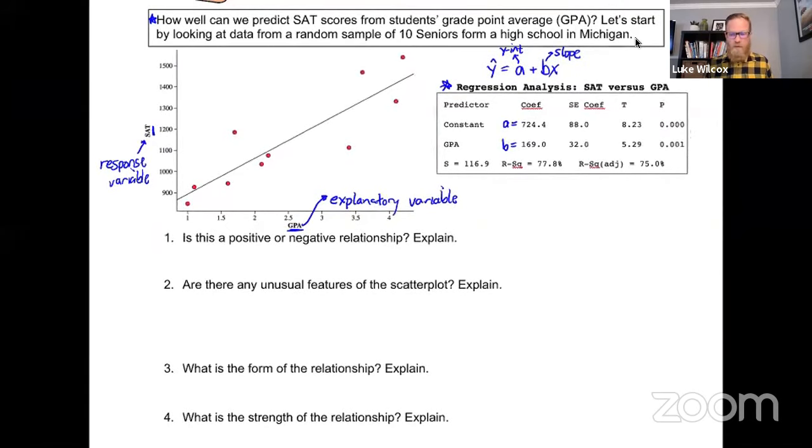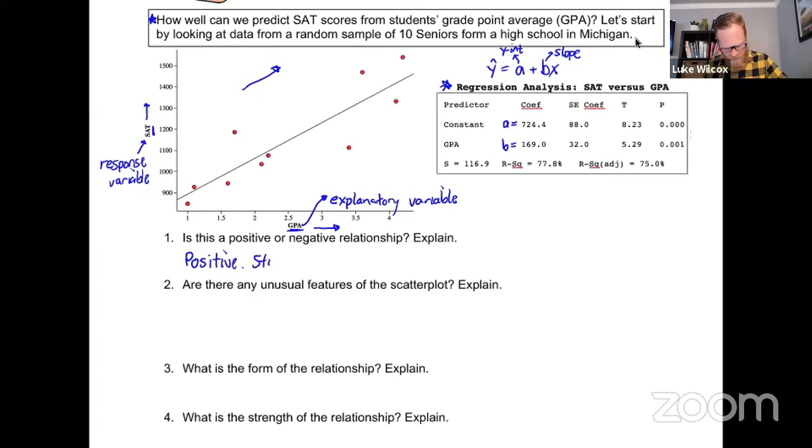Question number 1, is this a positive or a negative relationship? Well, I think very clearly by looking at the scatter plot, you see that upward trend as we move to the right, which is in fact indicating to us that we have a positive relationship. But we also want to be able to explain that. And what it means to have a positive relationship is that as the GPA goes up, we are noticing that the SAT scores tend to go up. We're moving in this direction, right? So let's put that into words.